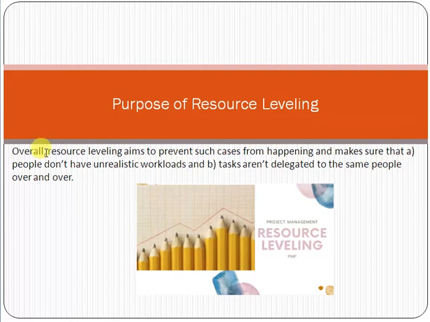The main purpose of resource leveling is to prevent such cases from happening and make sure that people don't have an unrealistic workload. Unrealistic means one person is overloaded, for example 200% overloaded, or is working on multiple or so many tasks, which obviously is not possible for him. Second, the tasks should not be delegated to the same people over and over again. This should also be avoided. So this is also one purpose of resource leveling.